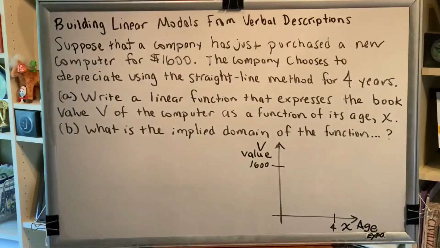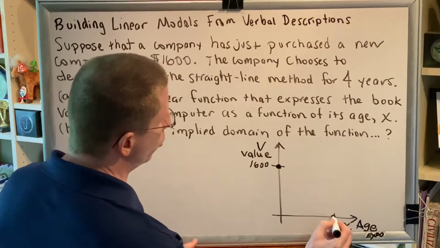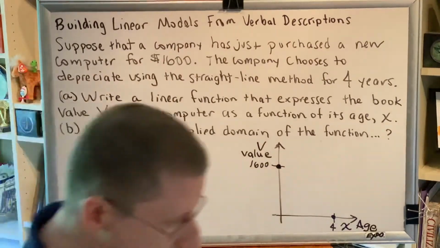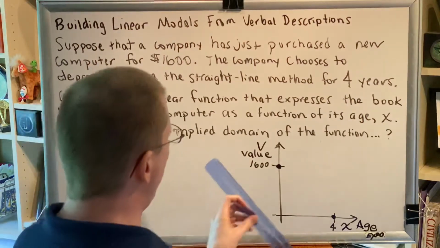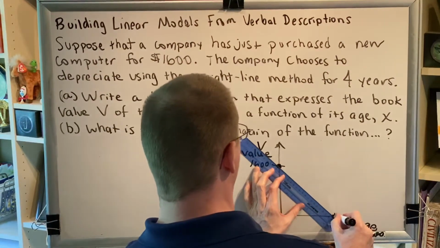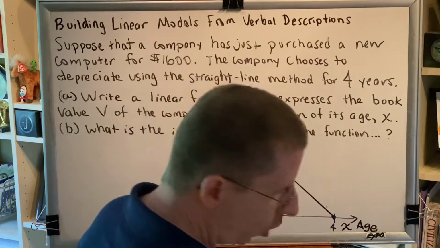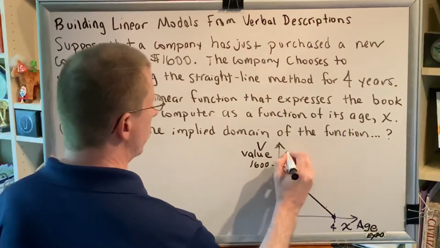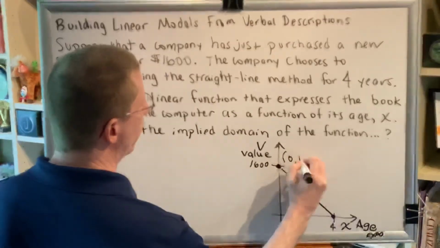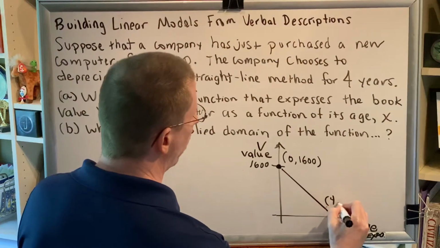And it's called the straight line method because we're going to draw a straight line between these two data points. So get out your straight edge. Remember, lines, line segments, and rays have to be drawn with a straight edge. This is a line segment. So there is our graph. Now let's label the points. So the coordinates of this point right here is (0, 1,600). The coordinates of this point is (4, 0).